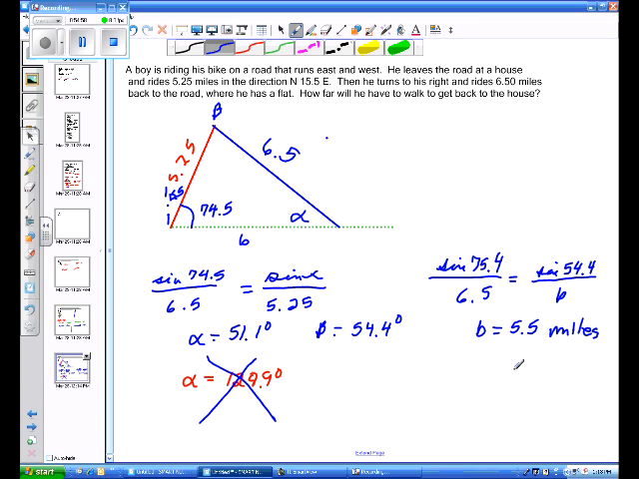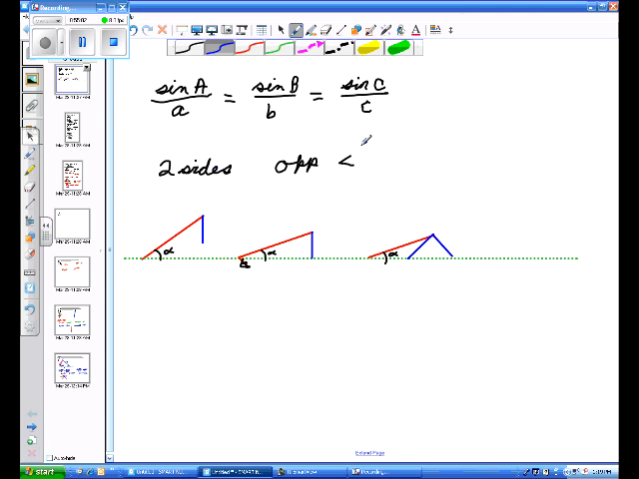Okay, this is another way of using the law of sines, but we remember that it's the ambiguous case. We're given two sides and an opposite angle, and when that's what we have, we may have no triangles, one triangle, or two triangles.